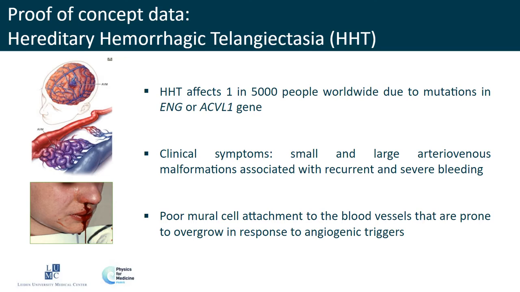These patients also develop migraine, and you can find edema in the brain, actually. When we talk about severe bleeding, they can lose more than 1 liter of blood in a nosebleed, right? And they need transfusion. What is the cause of the disorder except the mutation? The mutation affects endothelial cells, but the consequences are poor mural cell attachment to the blood vessels that are prone to overgrowth, so excessive angiogenesis in response to angiogenic and inflammatory triggers.